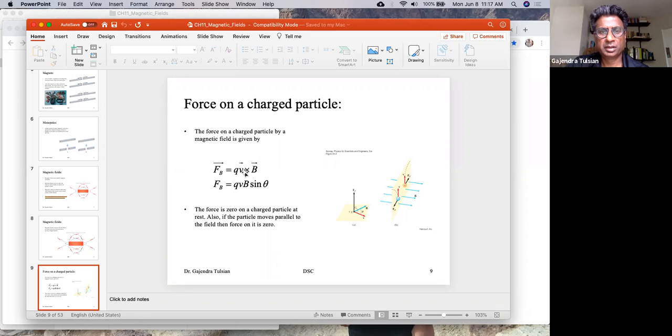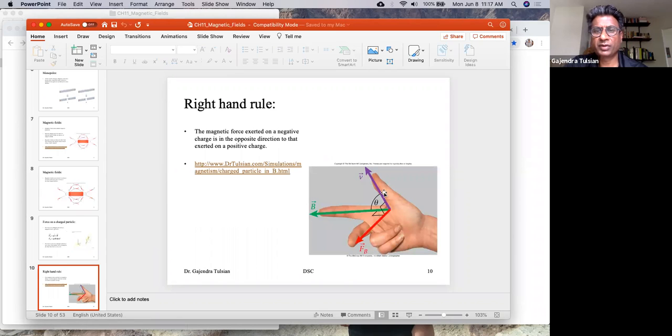Now, let's figure out the direction of this force. So there's the force, and there's the magnitude of the force. The magnitude of the force is q v B sine theta, where theta is the angle between the velocity vector and the magnetic field vector. There's theta. All right, so here's how you figure out the direction of the force.